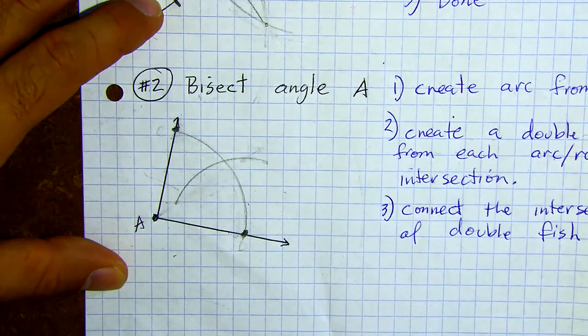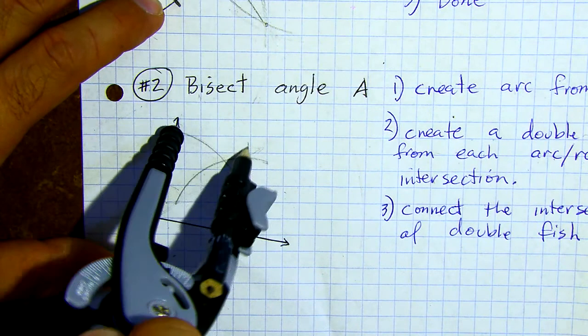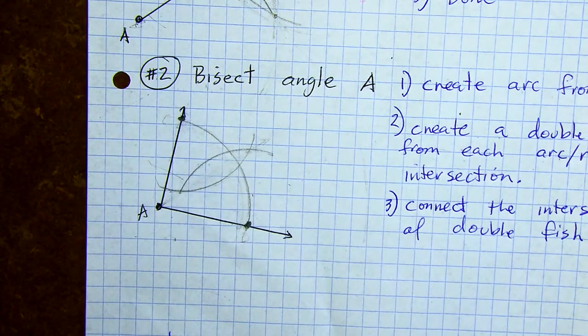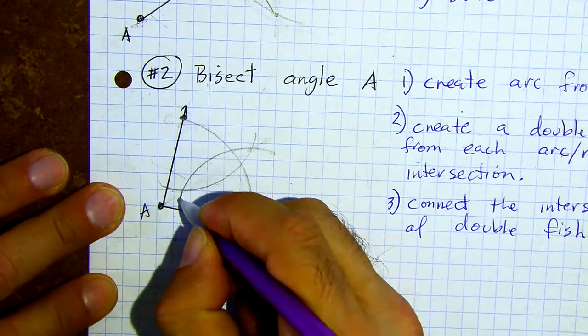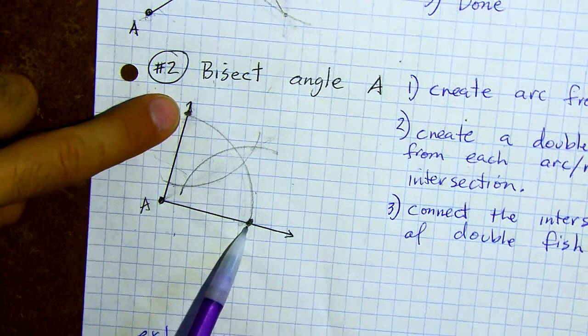One. From the other intersection point, two. And it looks like the tail kind of came off a little bit, so I'm going to fix that tail. All right, everybody make the double fish from these two intersection points.